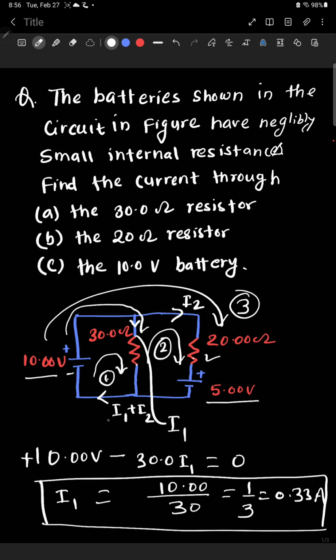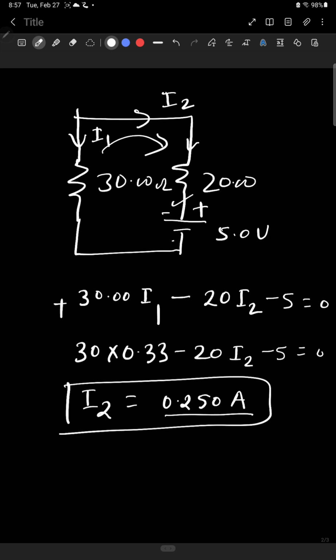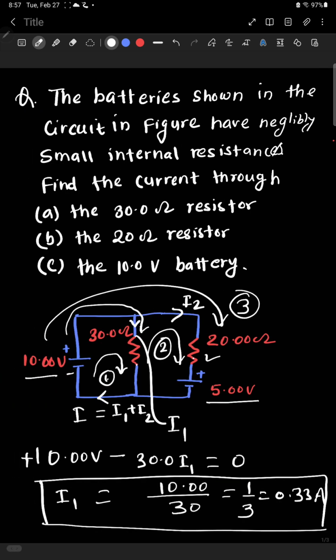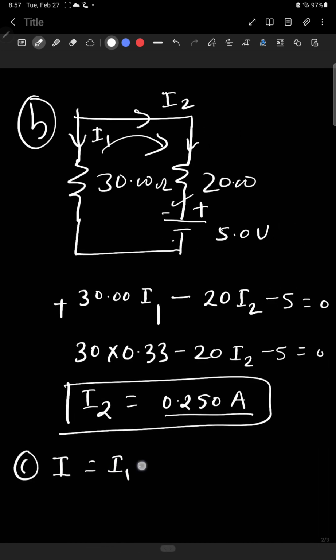So what is the current right here? The current I passing through this 10 ohm resistance will be the sum of I1 and I2. This is port C, this was port B, and this was port A. And I will be I1 plus I2, which is 0.33 plus 0.250, so the current passing through the 10 ohm resistor is 0.583 ampere.